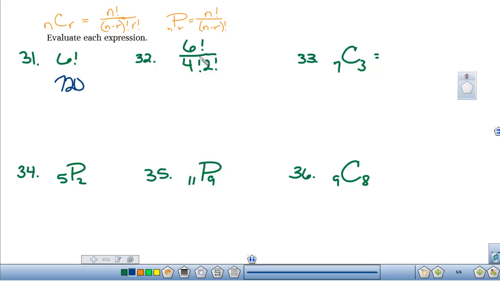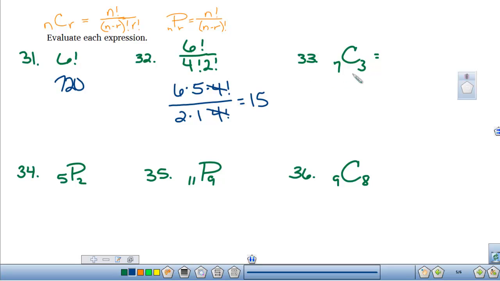Let's take a look at some shortcuts. Rather than writing the countdown all the way down, I'm just going to write 6 times 5 times 4 factorial. And the reason why I can do that is because I have a factorial in the denominator of this problem. Now the 2 factorial I am going to write out, and now you can see that I can quickly cancel the 4 factorial, and I wind up with 30 divided by 2, which is 15.